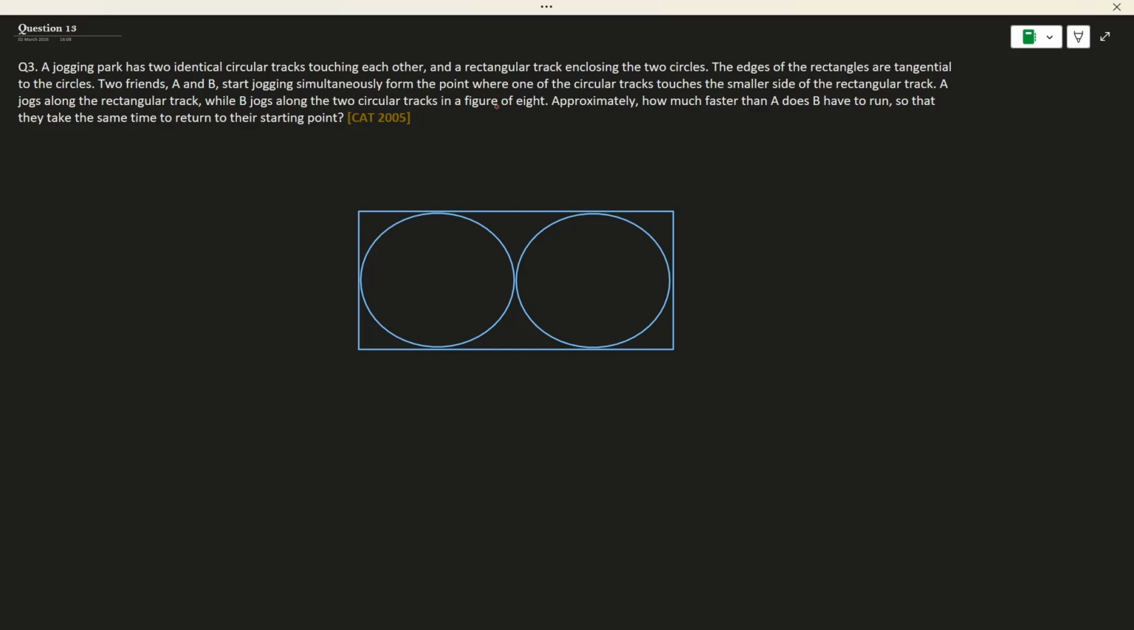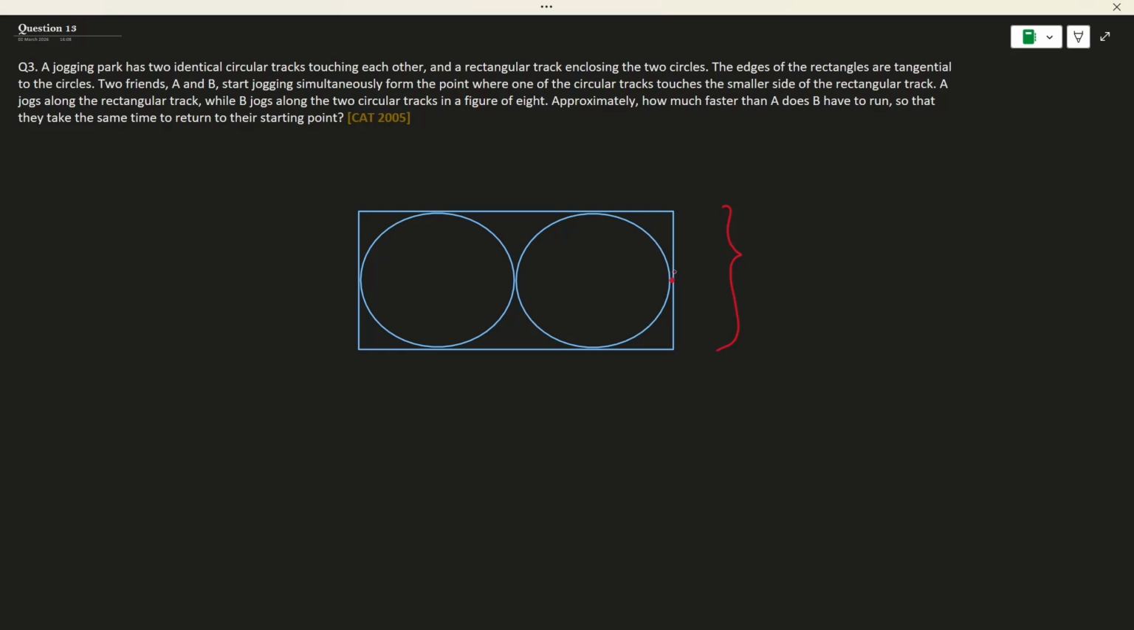Two friends A and B start jogging simultaneously from the point where one of the circular tracks touches the smaller side of the rectangular track. So this is the smaller side, right? This is the smaller side. So let's say they start from here because this circle is touching the smaller edge of the rectangle at this point. So let us assume that both A and B start from this point.